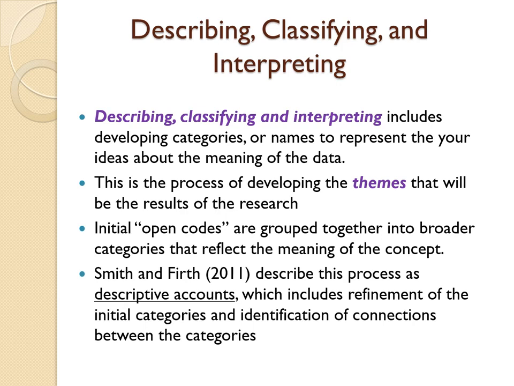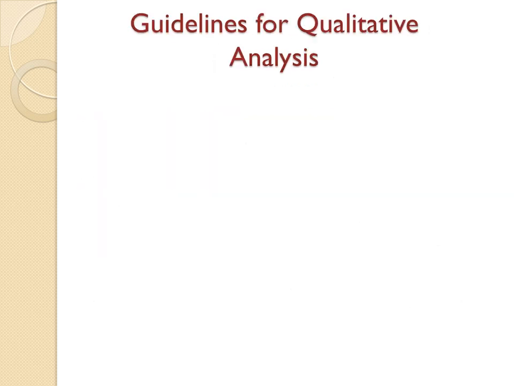Initial open codes are grouped together into broader categories that reflect the meaning of the concept. The Smith and Firth article describes this process as descriptive accounts, which includes further refinement of the initial themes or categories and identification of connections between the themes so that a holistic picture of the phenomenon under study is obtained.